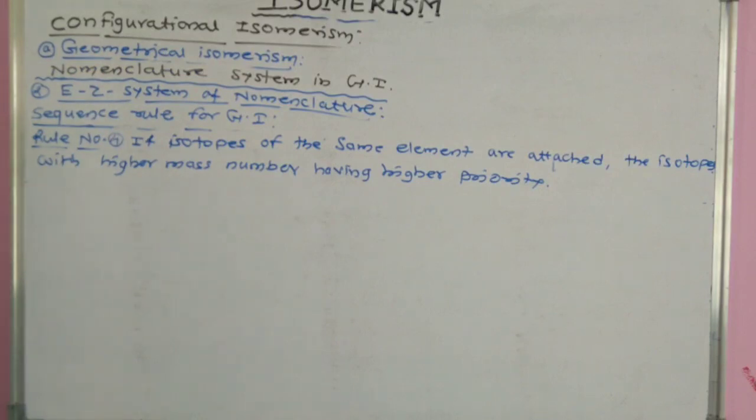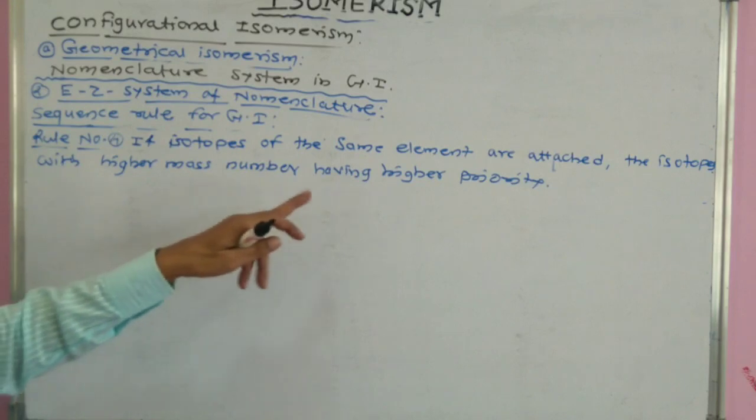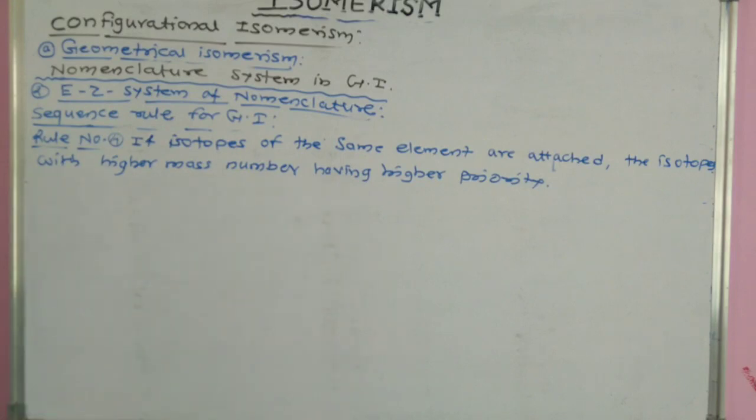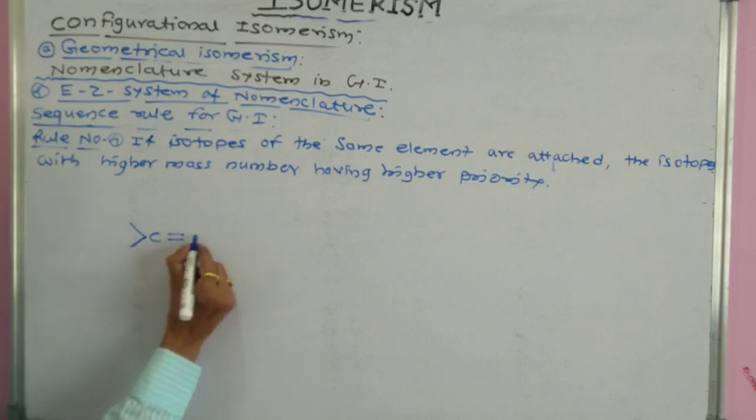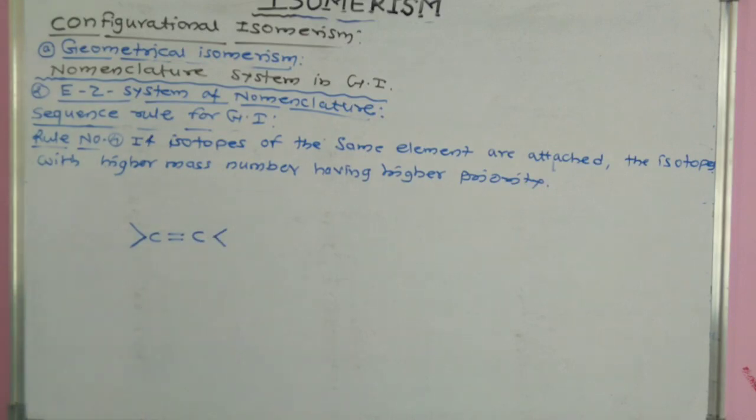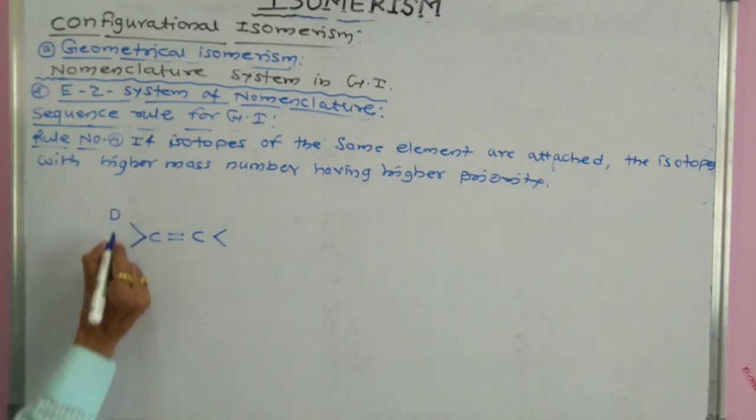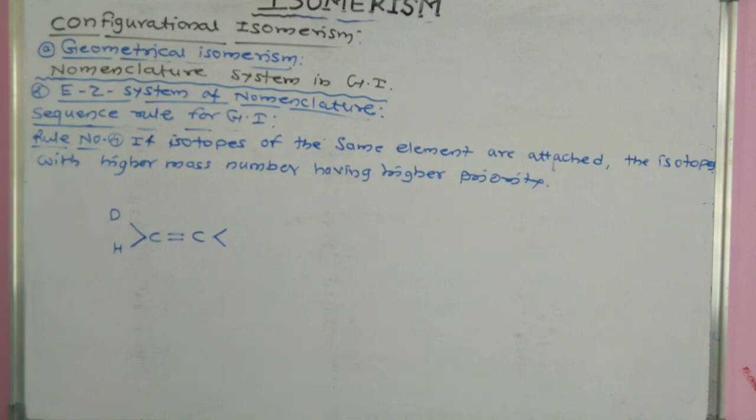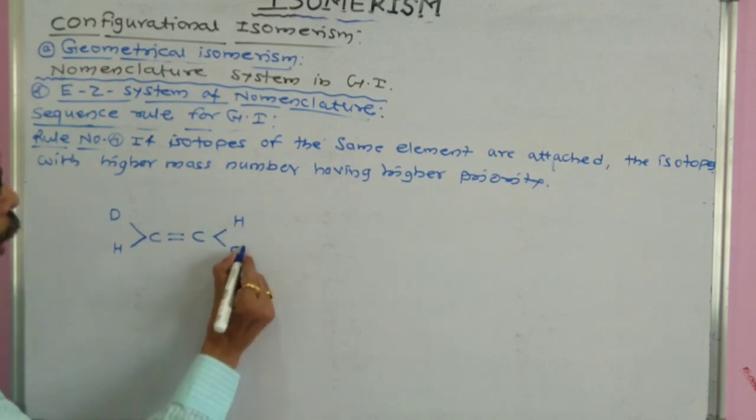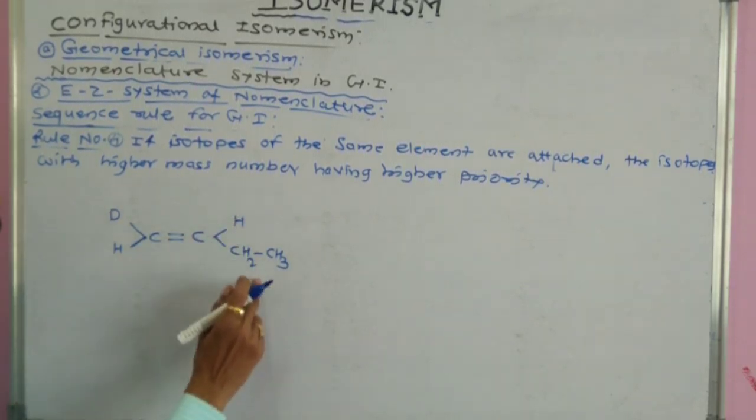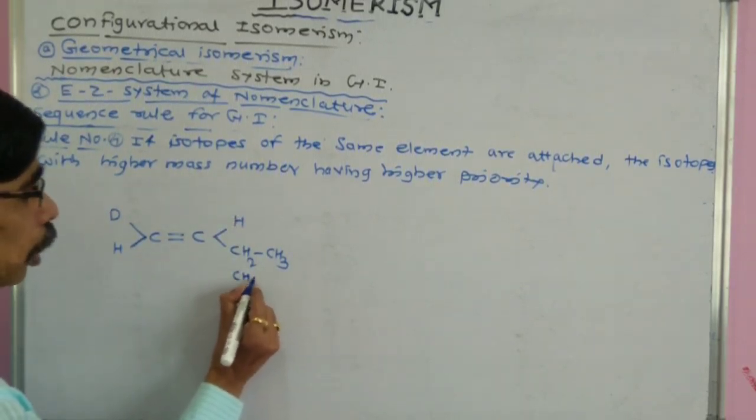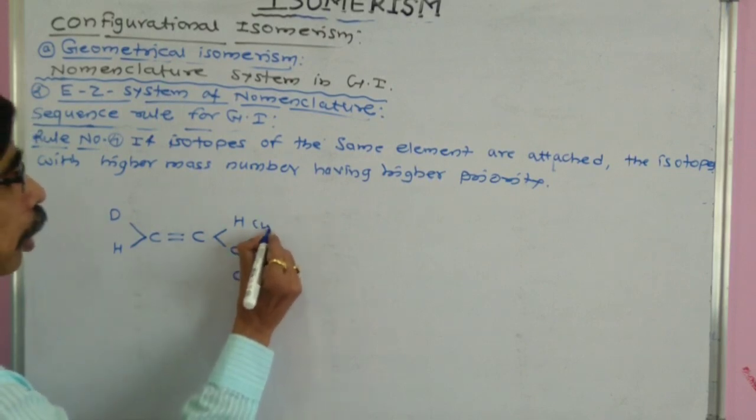So what is the rule? If isotopes of the same element are attached, then the isotope with the higher mass number has the higher priority. For example, C double bond C, here D and H, and this H and then CH, D and H. Now this D has higher priority, and this H has lower priority.